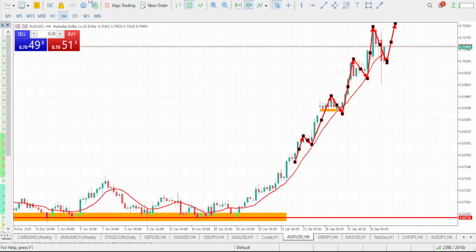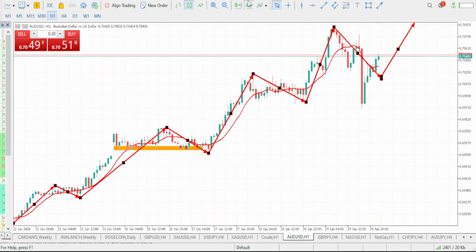So that is to tell you that for the day, we will be expecting AUD to give us a bullish move. Now, if there will be any changes to this prediction that we just made, I'll make sure I let you guys know.